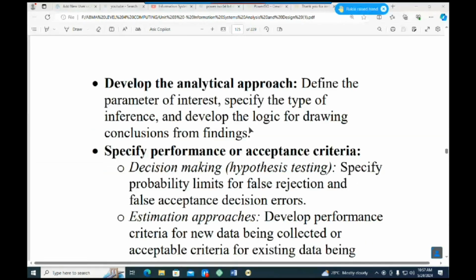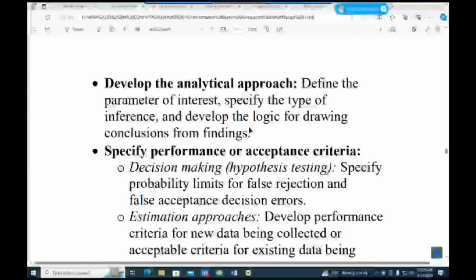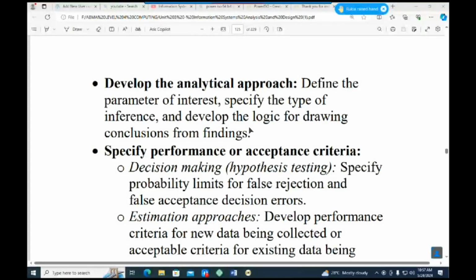The fifth, then we'll have to develop the analytical approach. In the analytical approach, we're going to look at the measurements or the variables or the parameters of interest. We are going to specify also the type of inference that we will make. If you remember inferential analysis in information presentation and analysis, you need to specify the type of inference that you're going to make. Then you come up with the logic for drawing the conclusions from the findings that we will have obtained from the survey or the research.